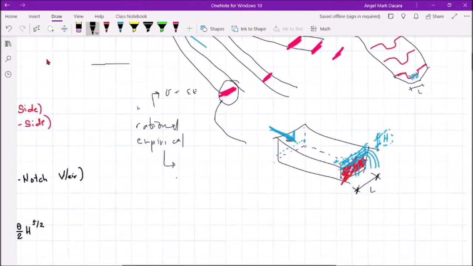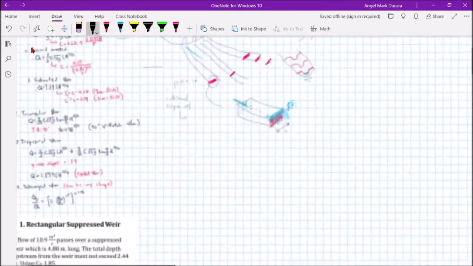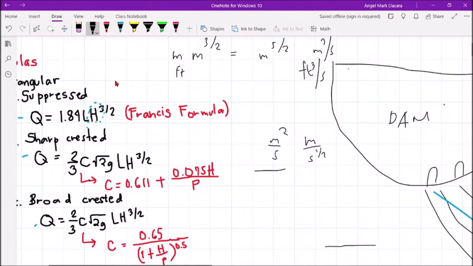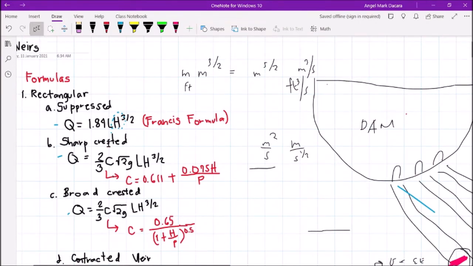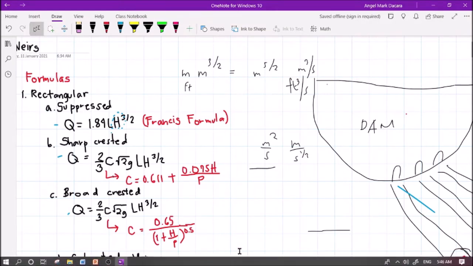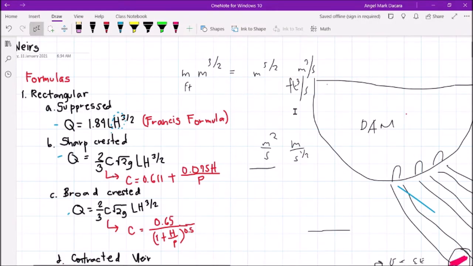So, yun yung length ng weir natin. Then, itong constant C, when rectangular weir, pag sinabi use Francis formula, it means use 1.84 LH raised to 3 halves. Ganun lang kadali. Wala nang computation ng constant C. Pero if the type of crest is specified, when you say crest, yung pinakalabi ng weir, we have sharp crested, we have broad crested.